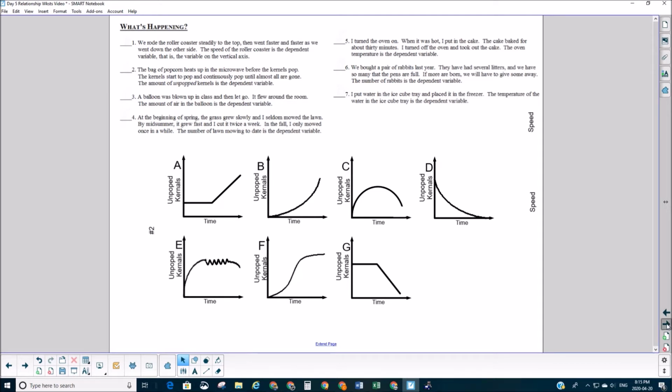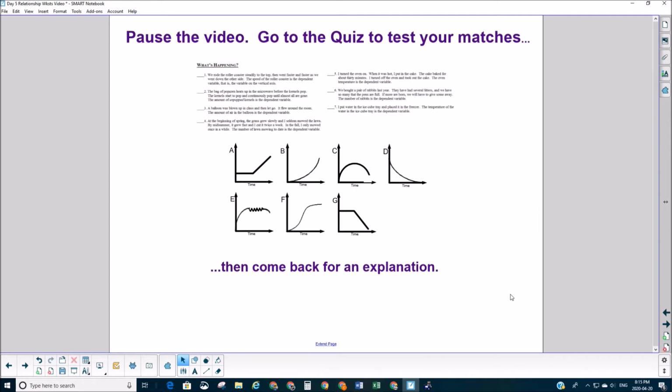But instead of you just coming back to this, I want you to pause the video and go to the quiz and test this out. The quiz is going to have 7 questions with these and all 7 of these graphs. So you simply need to go in and put your answer into the quiz, and then you'll find out if you get it right. Here's the fun part. I've done this a number of times. We usually do it in class, and rarely does anybody get 7 out of 7.